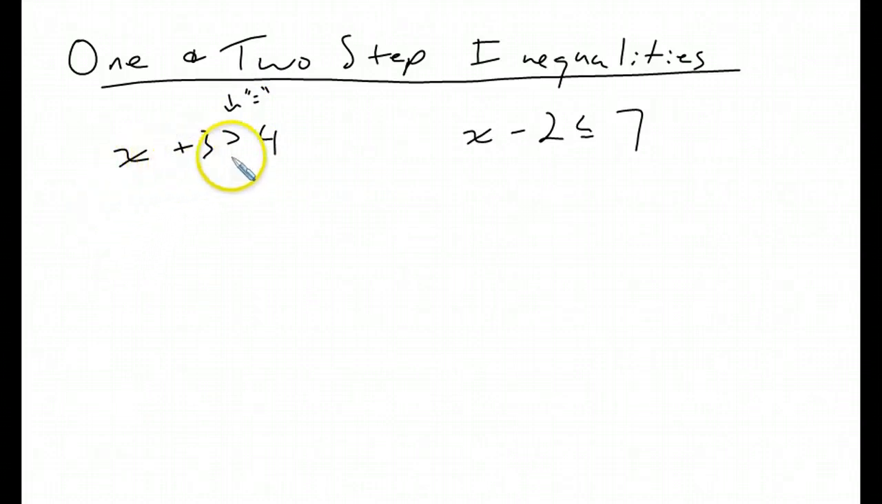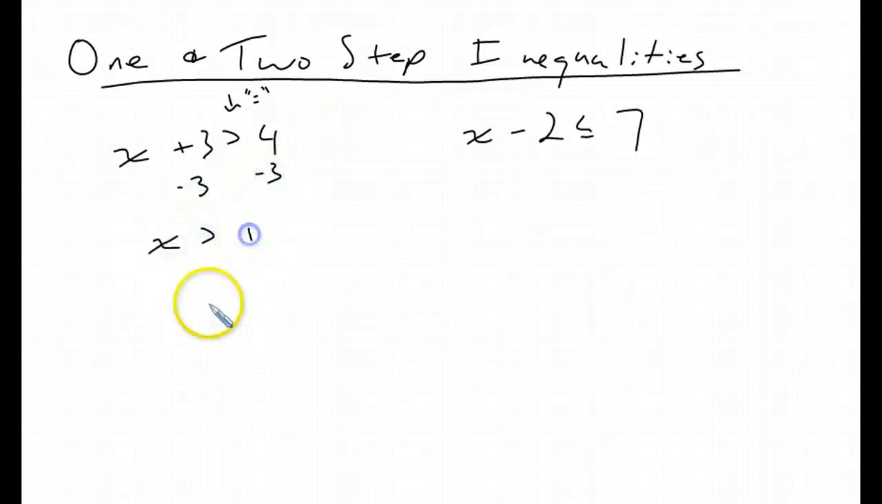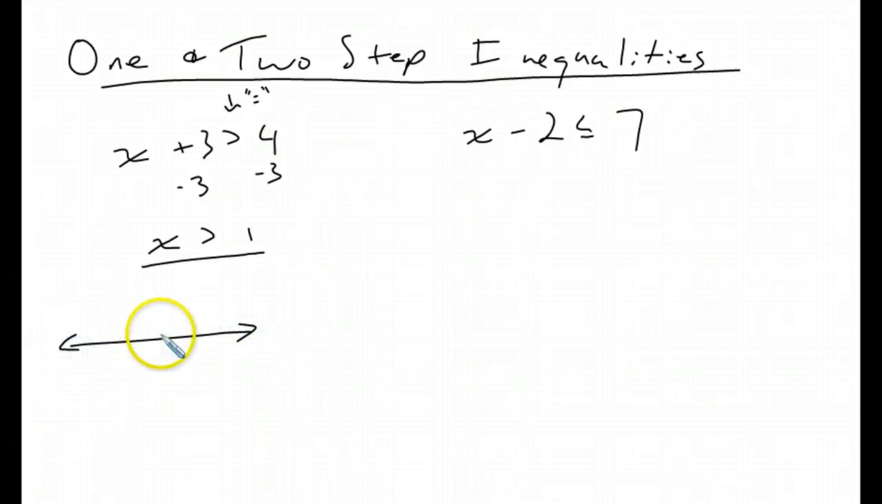So in this case, x plus 3 is greater than 4. I know that I need x by itself, and I need the number on the other side. So in order to do that, if I subtract 3 from both sides, then I'm going to be left with x is greater than 1. So I have a variable on one side, a number on another. There's my solution. Last step in these is just going to be putting it on a number line.